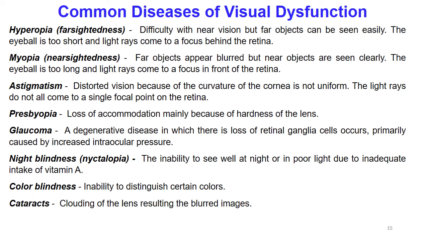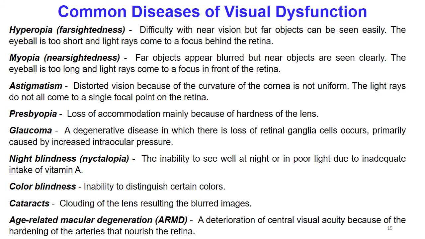Cataract is the clouding of the lens resulting in blurred images. Age-related macular degeneration is a deterioration of central visual acuity because of the hardening of the arteries that nourish the retina. On the research prospect, the cutting-edge research on vision is revolving around the mechanism of color detection.